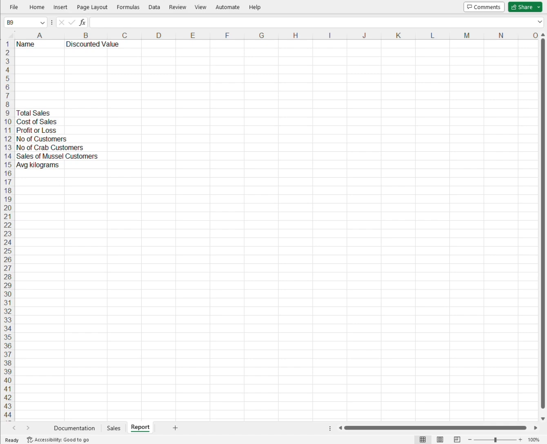The sales from customers buying 10 kg of mussels or more. So which means if you bought 10 kg or more, we want to calculate the sales from that. Once again they are saying irrespective of whether they also buy crab or not. The average number of kilograms bought for mussels and crabs as a whole kilogram only.